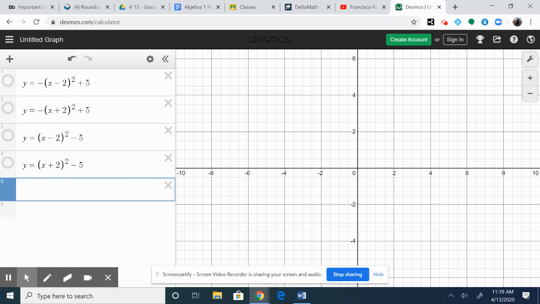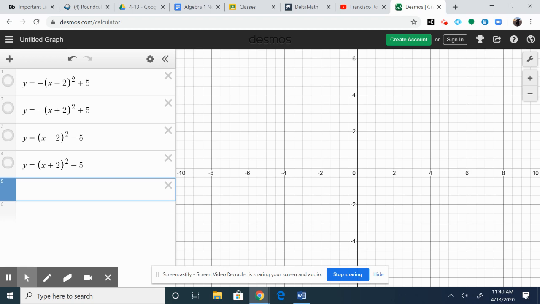So I've written several versions of this. So let's start with the first one. It says y equals negative (x minus 2) squared plus 5. Now, the trick is that the number inside the parentheses is going to be the opposite of what it is. So in the first one, we have a negative 2. What that tells us is that our vertex is going to be at positive 2.